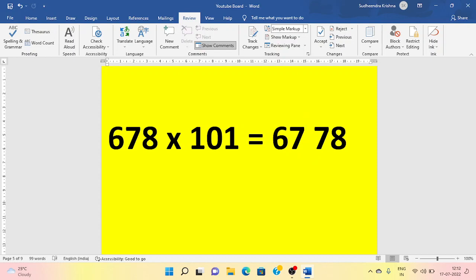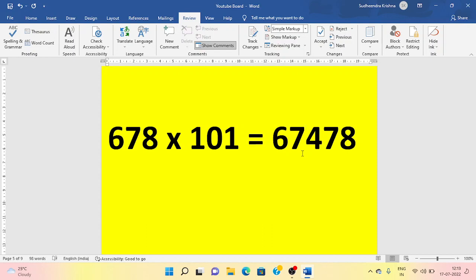Now to get the middle portion of the answer, you add this 6 and this 8. 6 plus 8 is 14. But 14 is a 2 digit number. You cannot take a 2 digit number. You can take only a single digit number. So out of 14 you put 4 here, and you carry 1 to the left number.